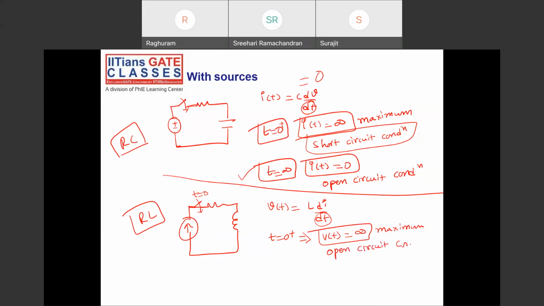Or it will be replaced by the current source. If it is charged, it will be replaced by the current source, and if it is uncharged, it will be replaced by an open circuit at t equal to 0 plus. At t equal to infinity, V of t will be 0, which is a short circuit condition.